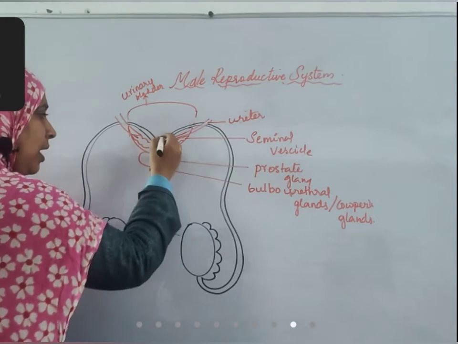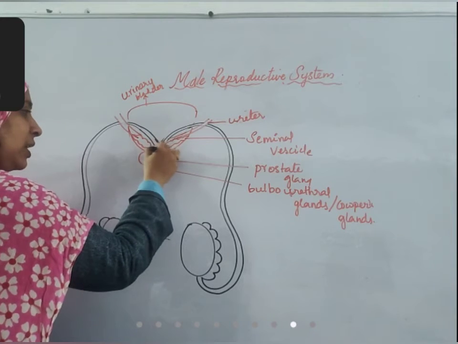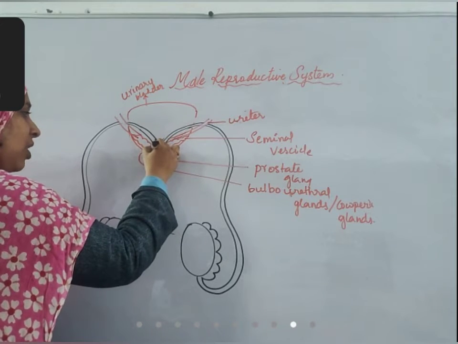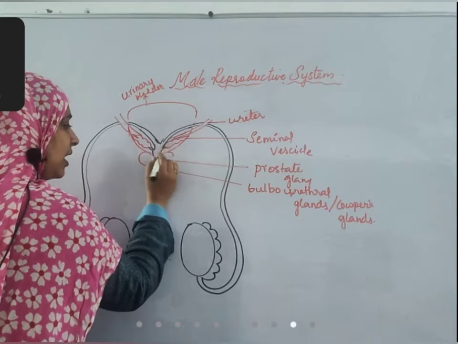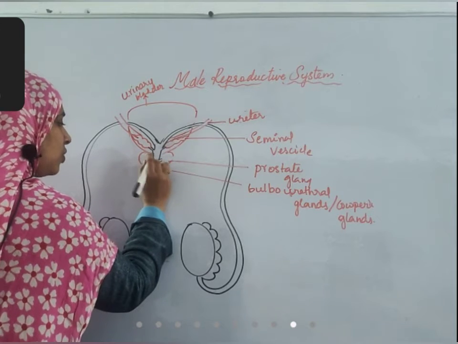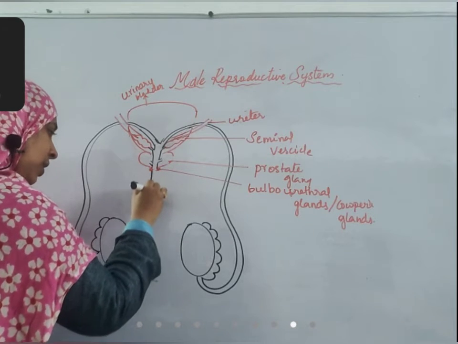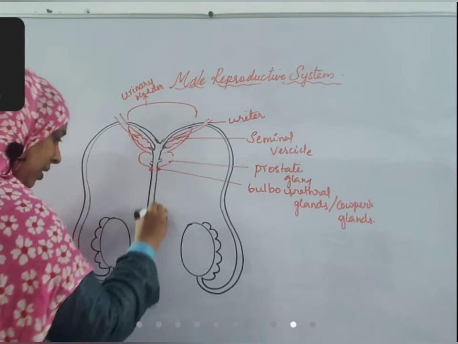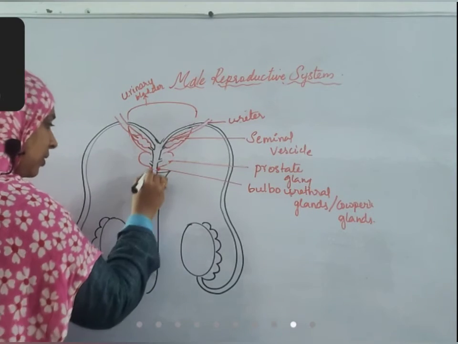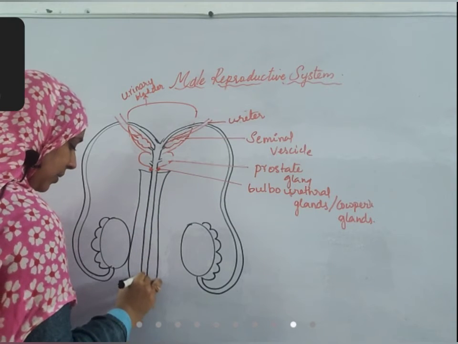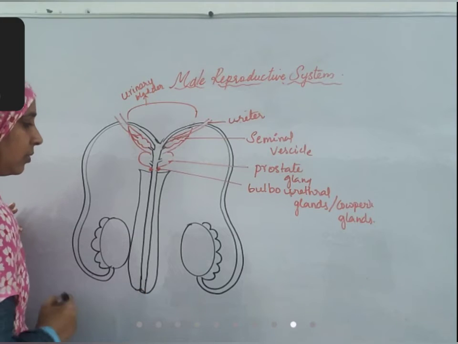Okay. Now let us draw the duct. From the seminiferous tubule, one duct is coming out. These two ducts, the vas deferentia, will combine to form an ejaculatory duct. It connects the prostate gland also, and the bulbourethral glands are also connected. After that, it extends into a structure called the penis. It opens out through a small aperture present here.